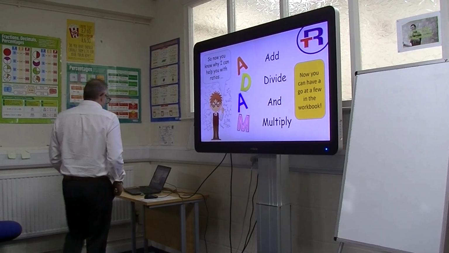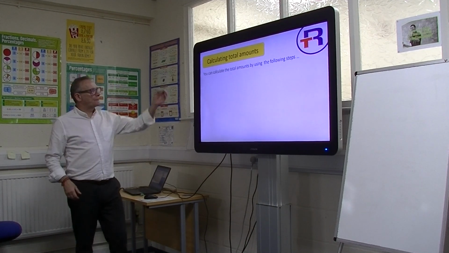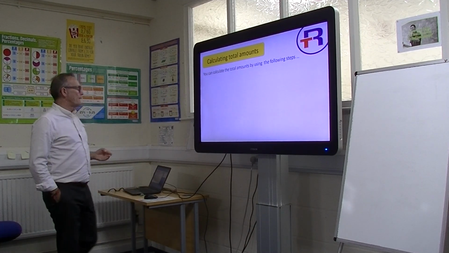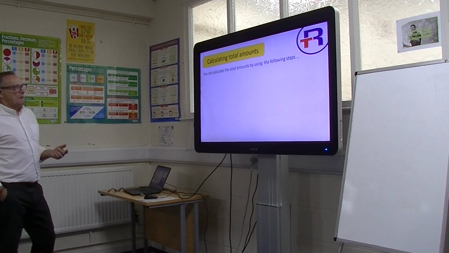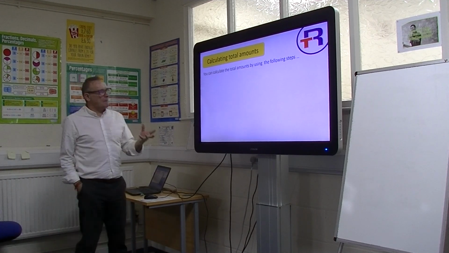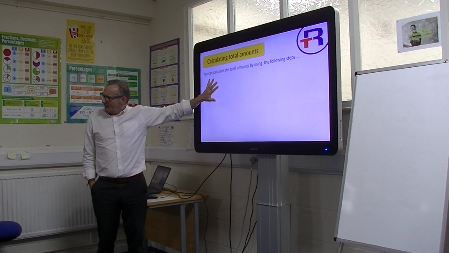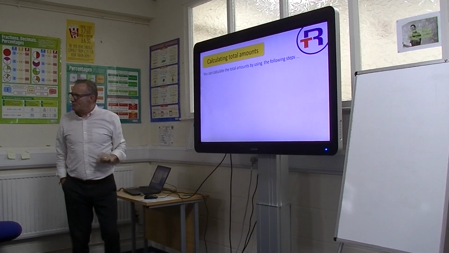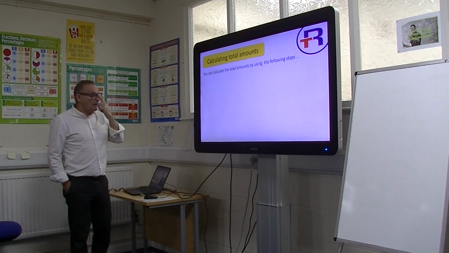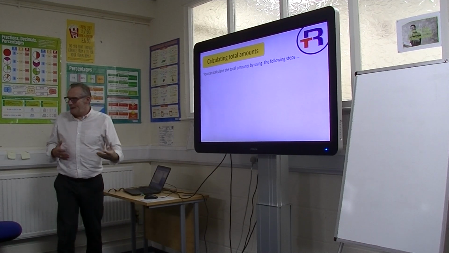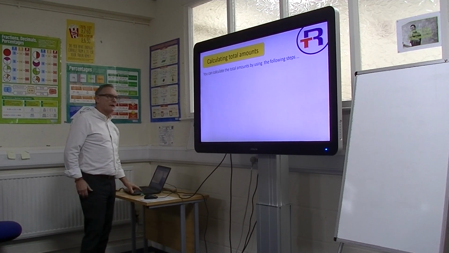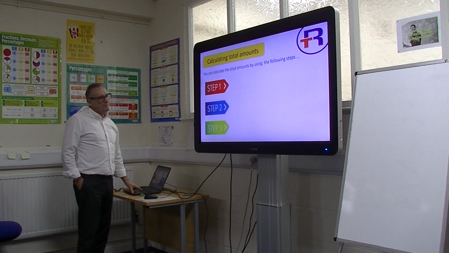And this next little section is how to calculate a total amount. Okay? And we can calculate total amounts by using the following steps. So this is a question where they've not actually given us a total. They're asking us what the total is. How much money are they going to split up? How much marzipan is in that particular cake? That kind of stuff. So there are 3 steps.